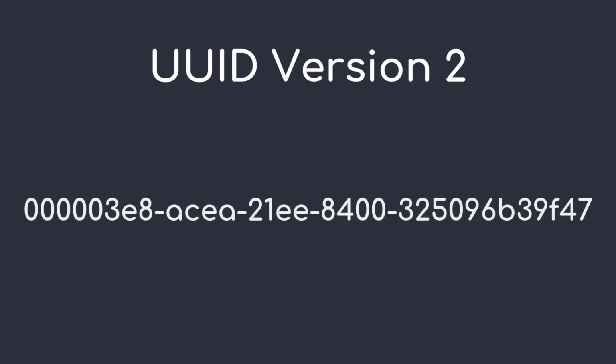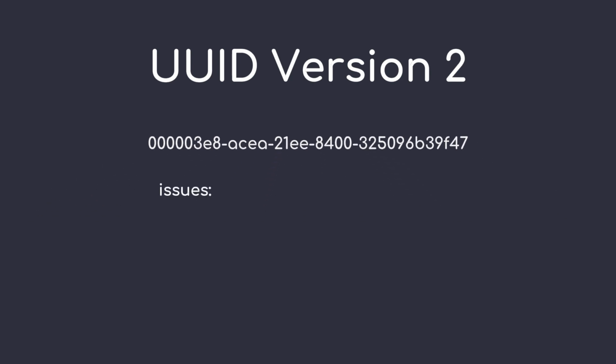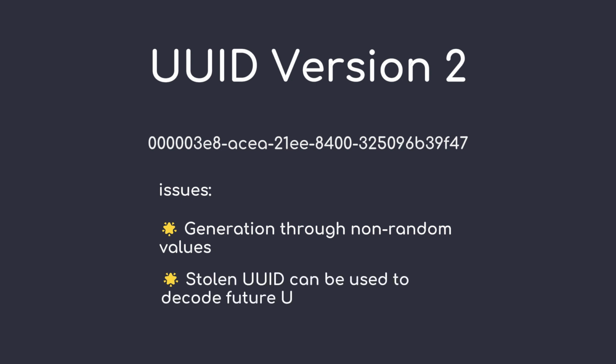Next, we have version 2 of a UUID. Version 2 is similar to version 1, where it has a clock sequence, timestamp, and a node ID or MAC address. The only difference is that version 2 is intended for distributed systems as opposed to modern web and mobile applications. Version 2 has similar issues as version 1, as the MAC address, timestamp, and clock sequence are based on non-random values. If you can get a hold of the UUID, you can extract the MAC address, the clock sequence, and the timestamp, and then you can predict future UUIDs that are generated.